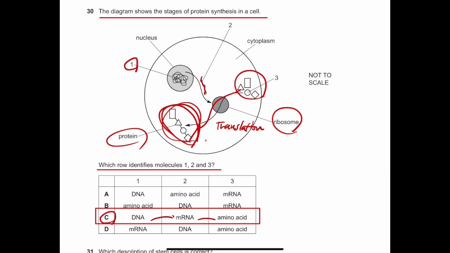And number 2 is mRNA, and it's a copied version of DNA, and the process is called transcription. Okay, so there we go, answer C.